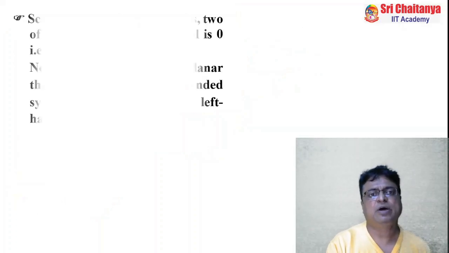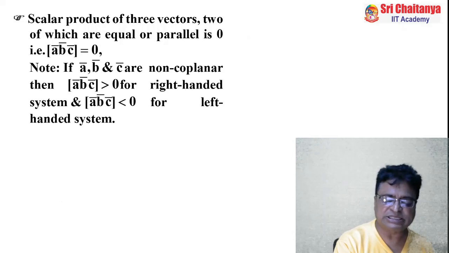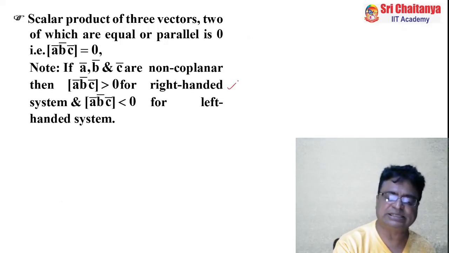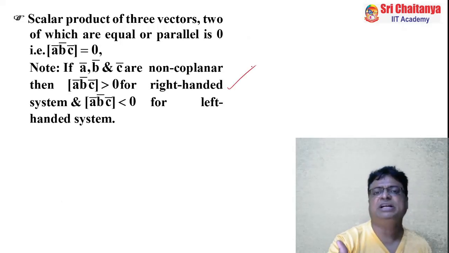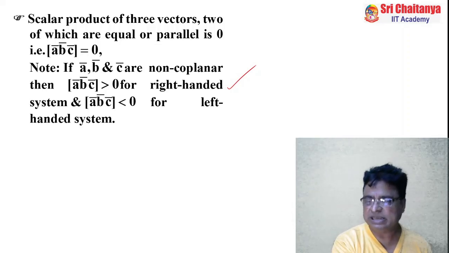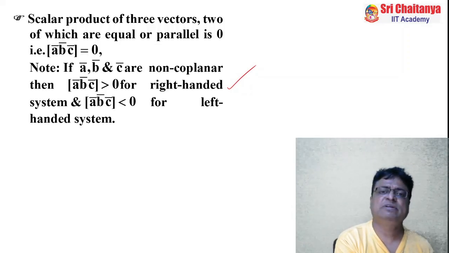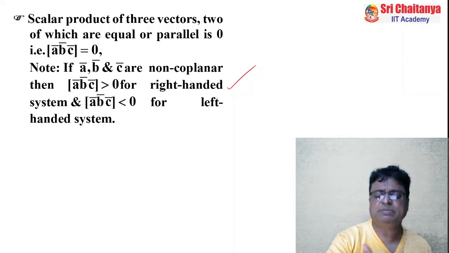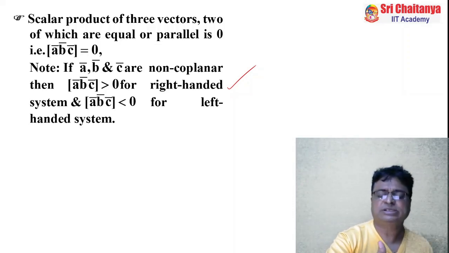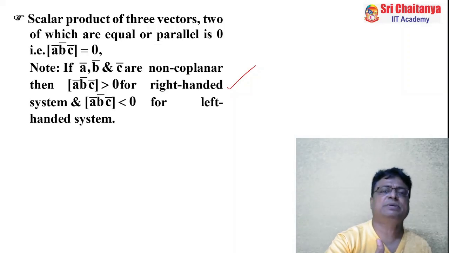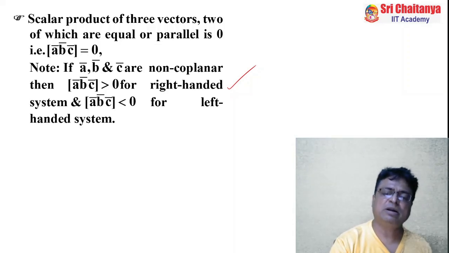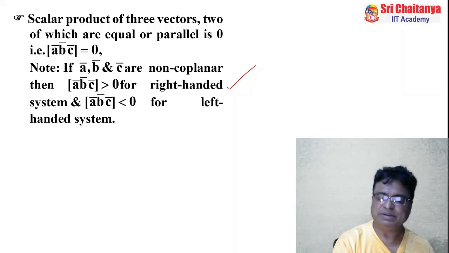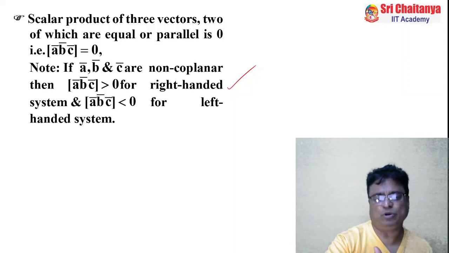Okay, my friends. Now coming to, suppose box ABC is greater than 0, then I can say that the vectors will form a right-handed system. And if box ABC is less than 0, the system will form a left-handed system. Right-handed system means A bar cross B bar dot C bar, that means C bar is always perpendicular to A bar cross B, A bar and B bar. And moreover, A bar, B bar, C bar are non-coplanar vectors. That means right hand thumb rule.